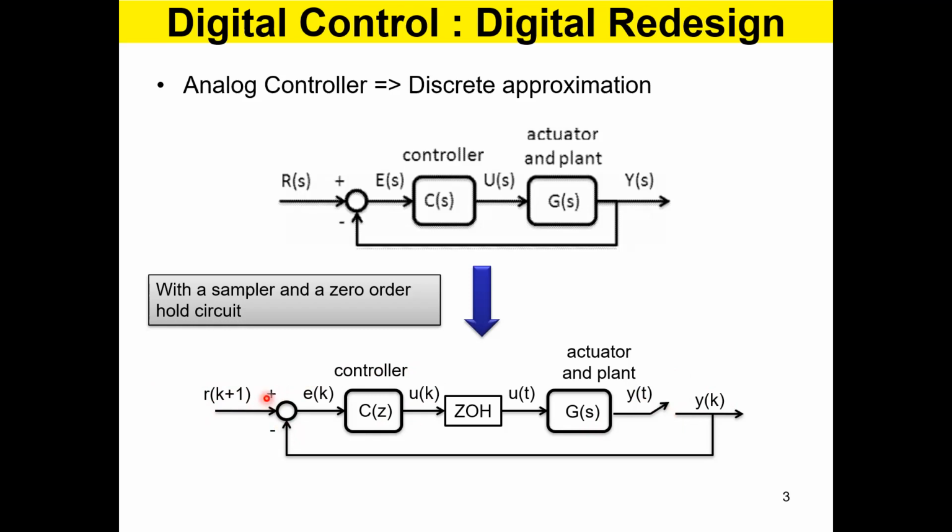Now, because these signals are all discrete signals, the controller also has to be discrete. Look here: the controller is CS, where S stands for the Laplace, continuous time, Laplace transform. And here it is CZ, which means the discrete domain, and it is the Z transform.